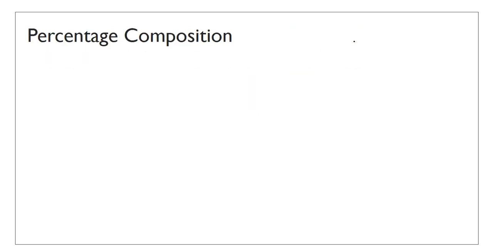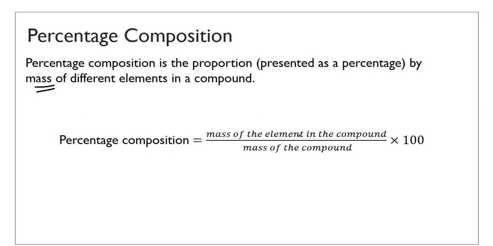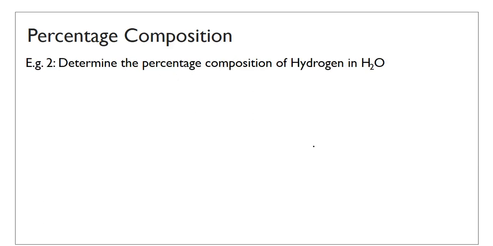The second thing that we're going to look at is percentage composition. Specifically, it is percentage or proportion by mass. So we're looking at mass composition here of different elements in a compound. And this is the formula if you haven't heard of the concept of percentage mass composition before. Basically, you need to find the mass of the element in the compound over the mass of the compound and multiply that by 100. So let's go through a few examples.